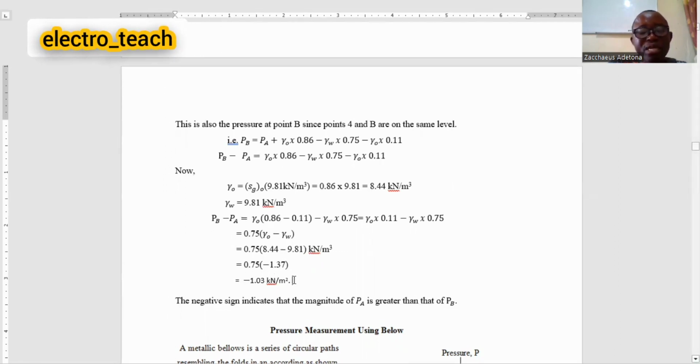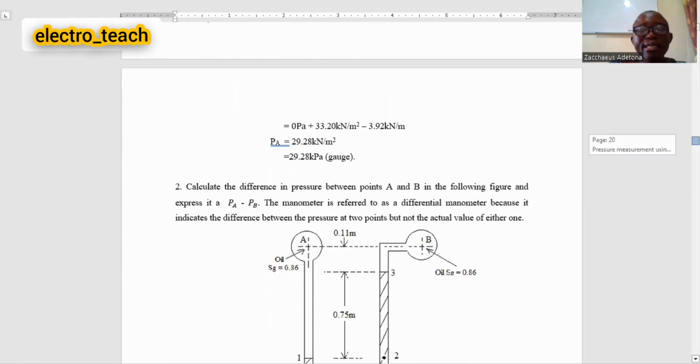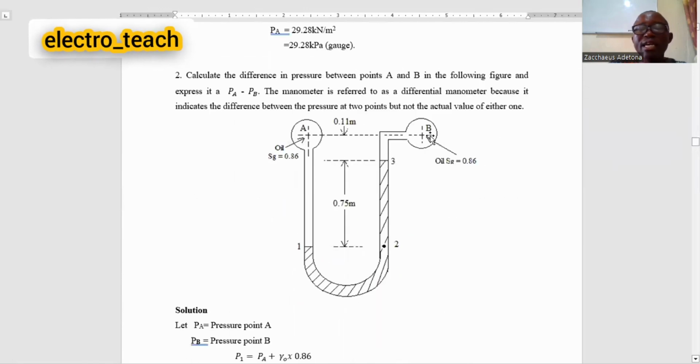A negative sign here means that the pressure at point A is actually higher than the pressure at point B. So in other words, if you want to determine pressure as PA minus PB, the answer will be positive 1.03. Now, take note that we do not know the value of PB, neither do we know the value of PA. But the manometer is actually a differential manometer, so the difference between the pressure at the 2 points is what we have determined as minus 1.03 kilonewton per meter squared. So the negative sign is just to tell us that the pressure at point A is higher than the pressure at point B.